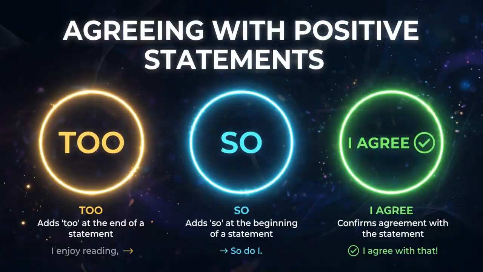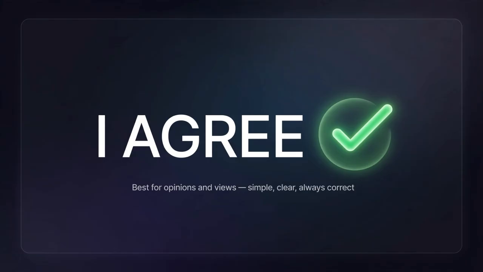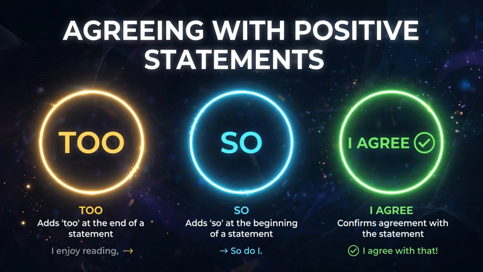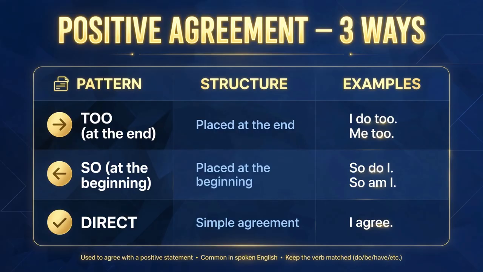Option 3, direct agreement. And of course, the simplest option for opinions is just to say, I agree. This works perfectly when someone expresses a view or an opinion. It's clean, it's clear, and nobody will ever be confused. Quick summary, agreeing with positives. When someone says something positive, you have three paths. Too at the end: I think so too, I do too, me too. So at the beginning: so do I, so am I, so can I. Direct: I agree. Easy so far, right?